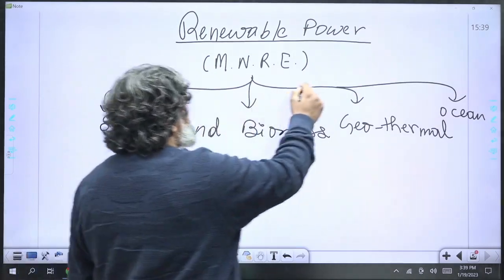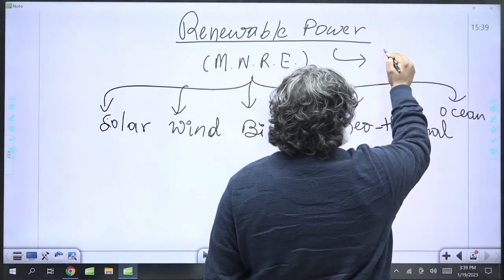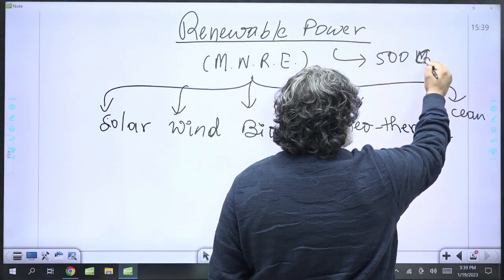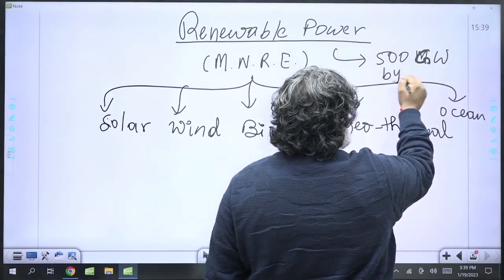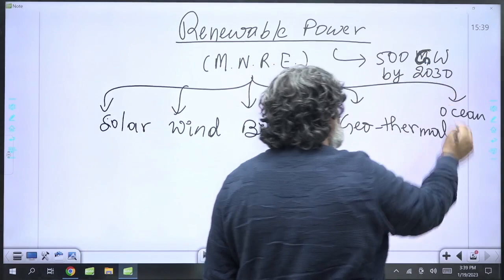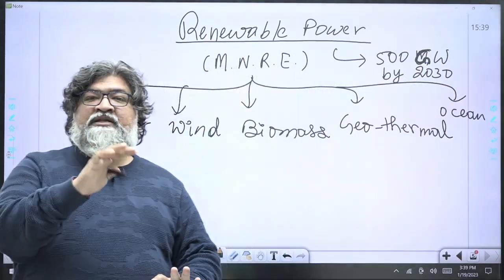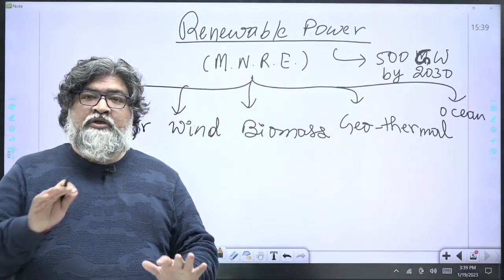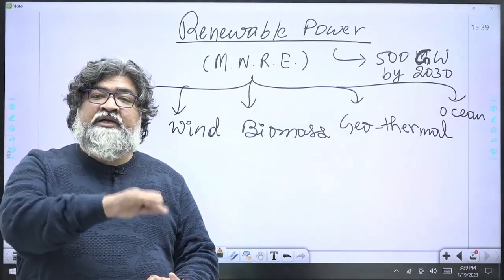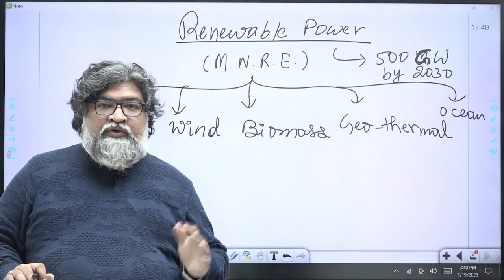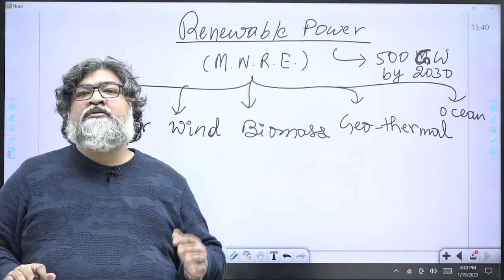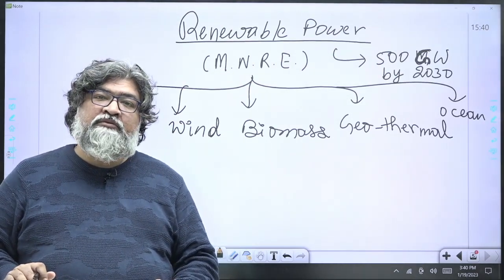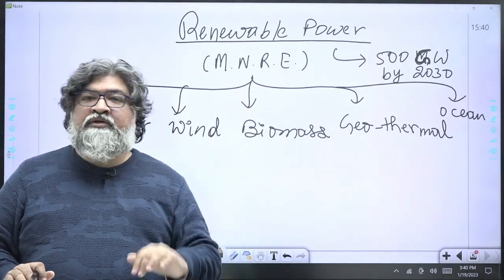So you know this becomes very important because India has taken a target of 500 gigawatt by 2030 under the Paris Agreement. India has committed under the Paris Agreement to generate 500 gigawatt of renewable power. For 2022, we had a target of achieving 175 gigawatt: 100 gigawatt solar, 60 gigawatt wind, 10 gigawatt biomass, 5 gigawatt small hydro power, SHP. Now we are going for 500 gigawatt.